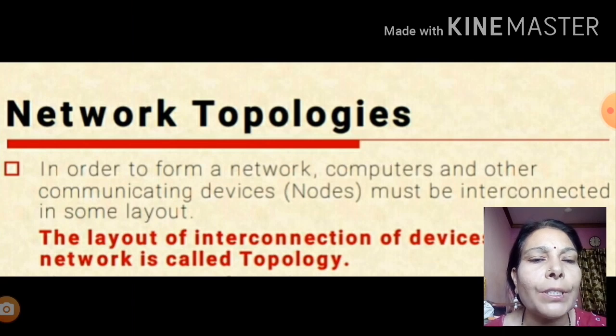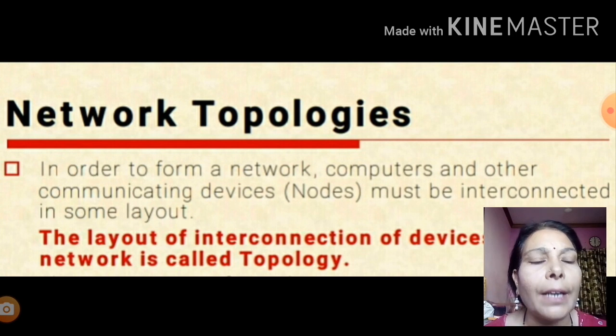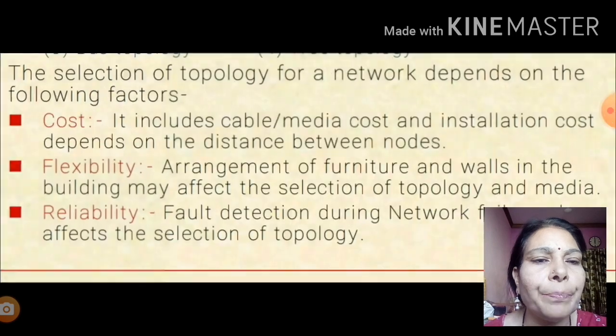So the layout of interconnected computers in a network is called a network topology, or the pattern of interconnection of nodes in a network is called a network topology. In that, the nodes and the other devices which are required for the network connections are established in a specific pattern, and that pattern is known as a network topology.